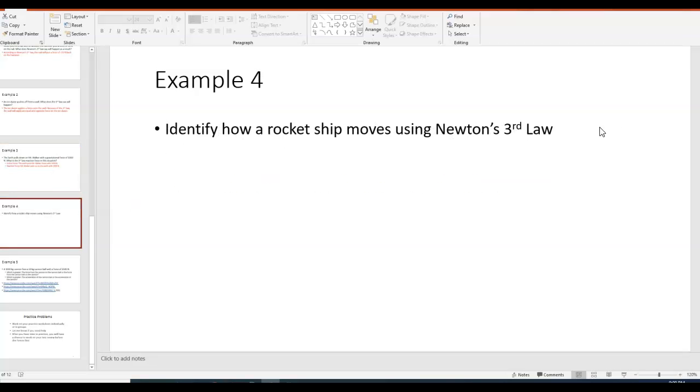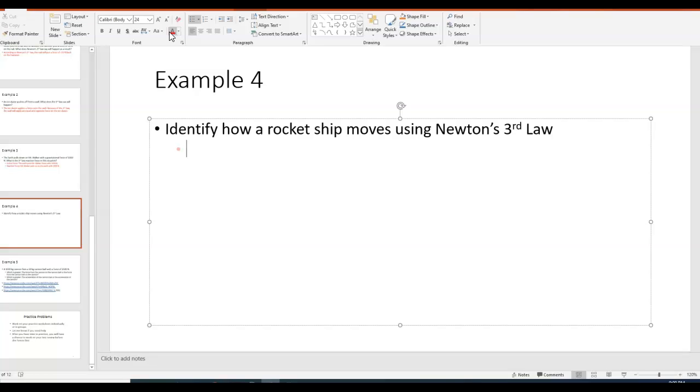Example 4. Identify how a rocket ship moves using Newton's third law. I will just tell you the answer to this question, but basically it uses the principle of recoil. Recoil, you might know, is when you fire a gun and the gun goes backwards after you shoot it. The reason the gun goes backwards is because when you shoot a gun, the gun puts a force on the bullet, making the bullet go out. The bullet puts an equal and opposite force backwards onto the gun. So the bullet goes one way, the gun goes back towards you. That's how recoil works.